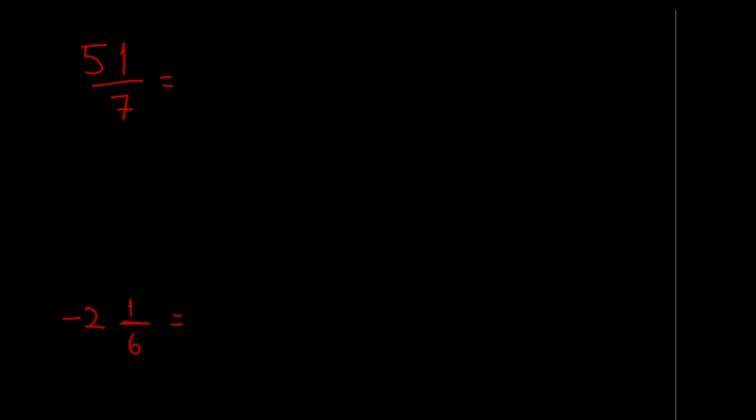Okay, here are more examples. You can pause the video and solve it for yourself. So 51 over 7. It's an improper fraction. We're going to convert that into a mixed number. So to do that, we can divide 51 by 7. Let's divide that. We have 7 times 7 is 49, and we get 2 as a remainder.